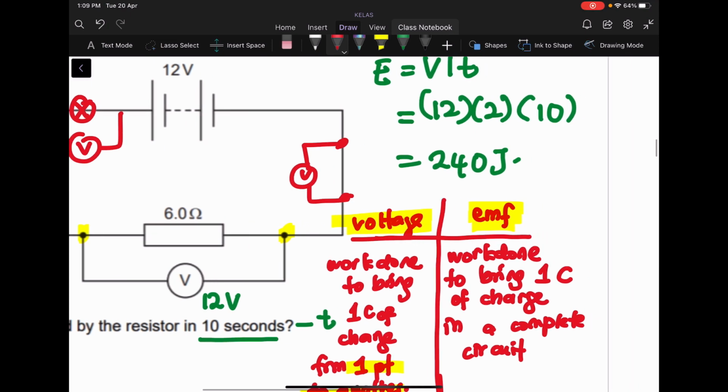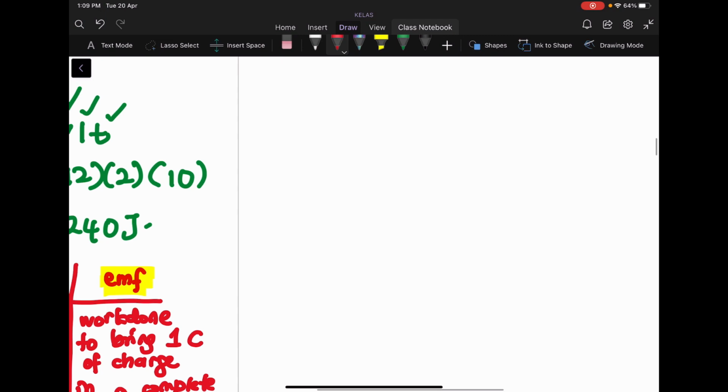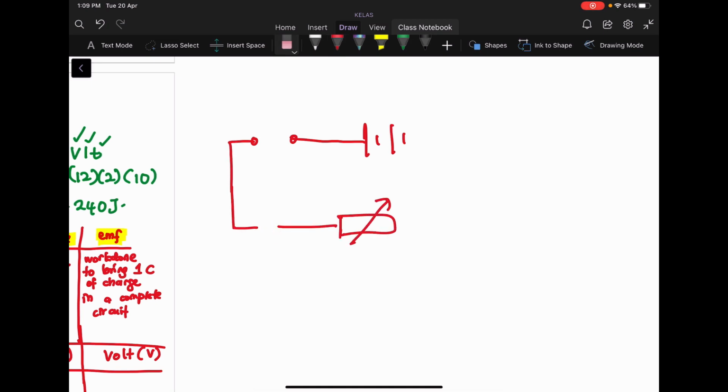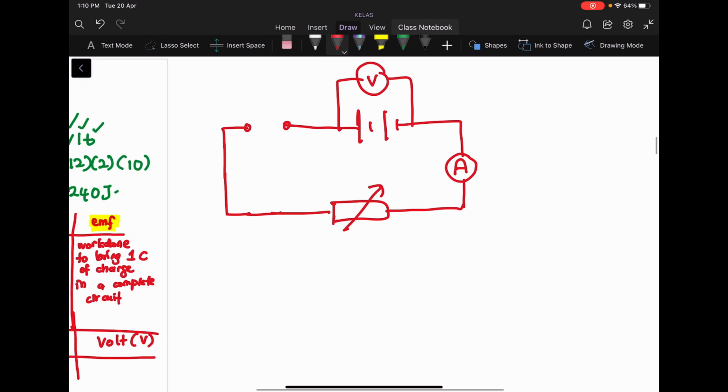Right. Now, saya nak buat eksperimen. Katalah saya buat eksperimen EMF. Okay, ini eksperimennya. In this experiment, what do you think I should measure? Of course lah, I will measure, okay, right? Saya buat eksperimen.